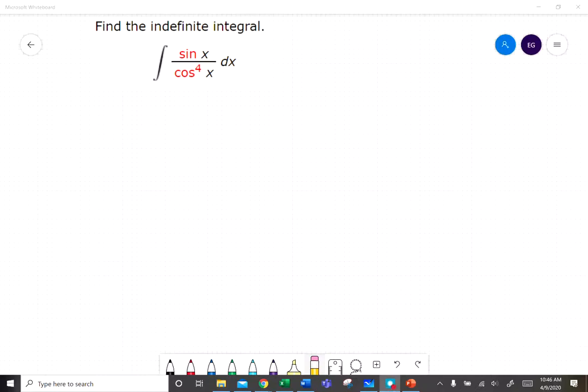Okay, so let's evaluate the indefinite integral of sine of x over cosine to the fourth power of x. All right, so the first thing I'm going to do is rewrite this as the integral of sine of x, and let's rewrite the cosine to the fourth as cosine of x to the fourth power, dx.